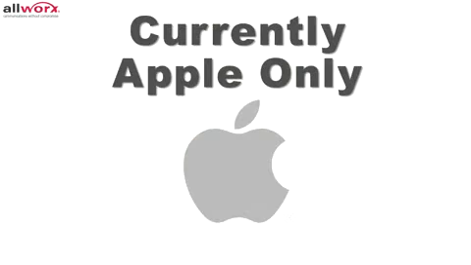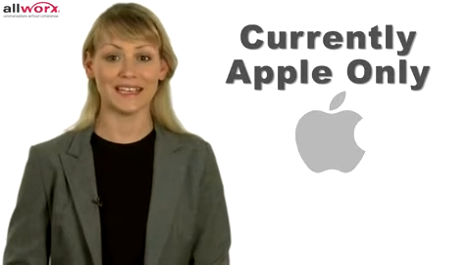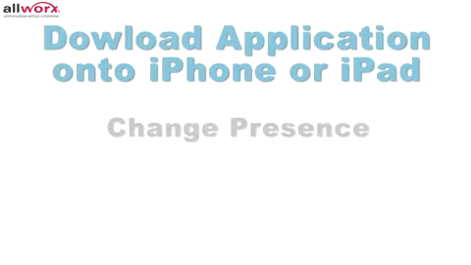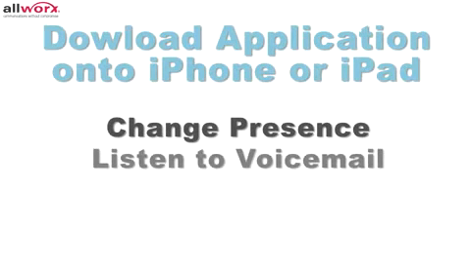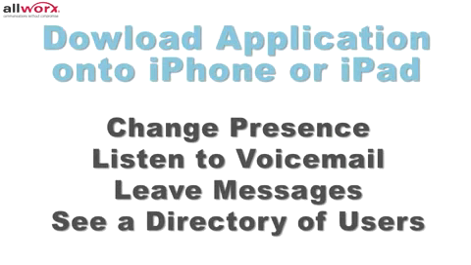Mobile Link is another optional feature that allows the use of PDAs, such as iPhone, iPod, or iPad, to perform certain user functions within the Allworks system. Currently, this option is only available as an Apple application, but stay tuned, additional applications are being added every month. Download the application onto your phone, and you can change your presence settings, listen to your voicemails, leave messages, and see a directory of all users on your system or across multiple systems.